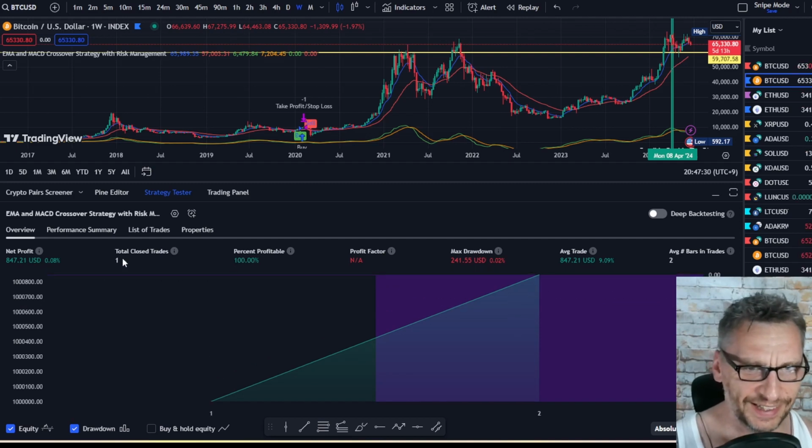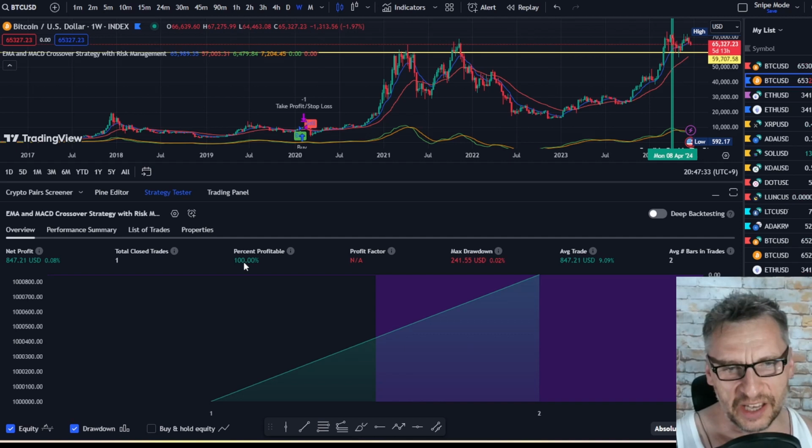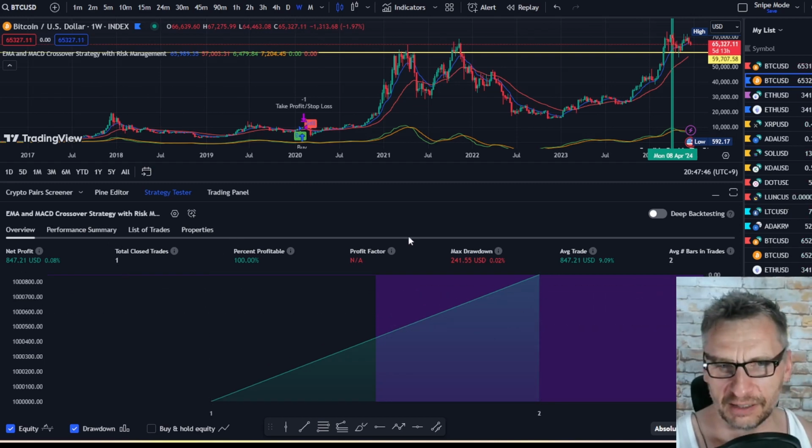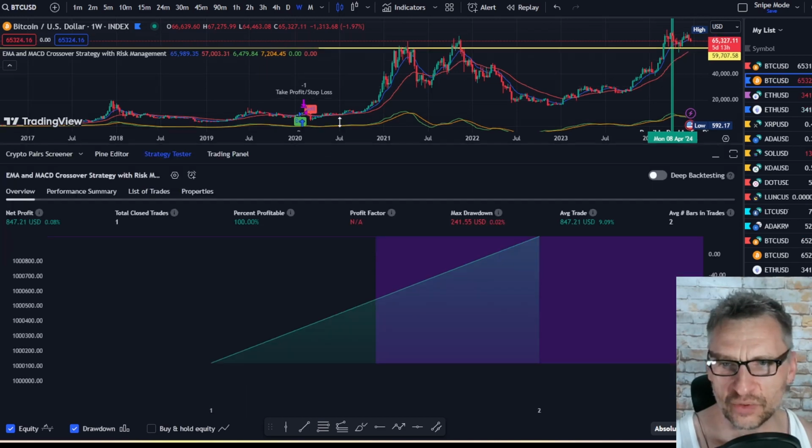Apparently it's 100% profitable. That's amazing. That is fabulous. Unfortunately, it's only one trade. So maybe this is not the best backtesting strategy right here on this.